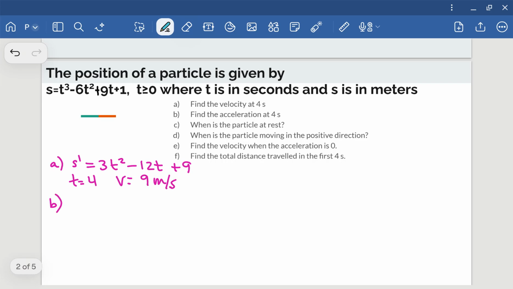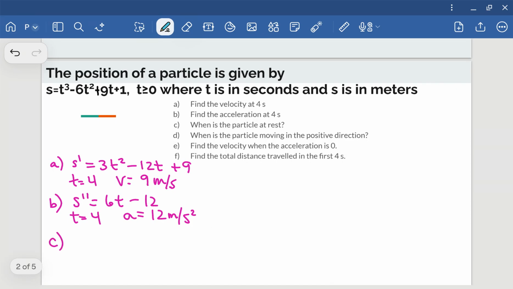In part B, it's asking us to find the acceleration at 4 seconds. So again, remembering that acceleration is the second derivative of a position time function. So we'll take that second derivative and we'll have 6t minus 12. Doing that, we again want to know at 4 seconds. We can plug in 4 for t, and your acceleration will equal 12 meters per second squared.